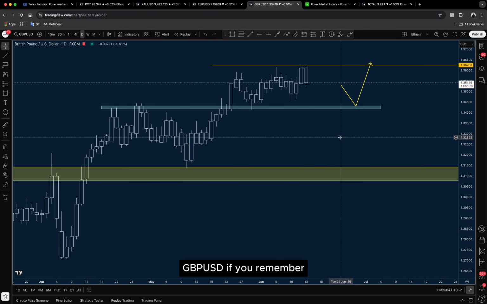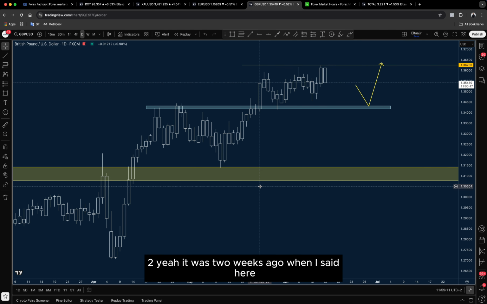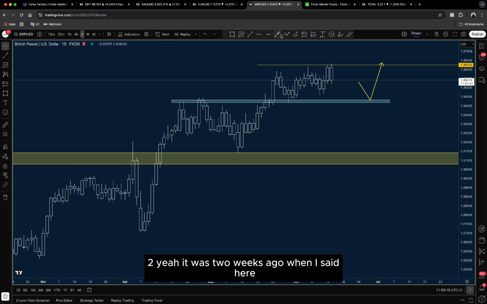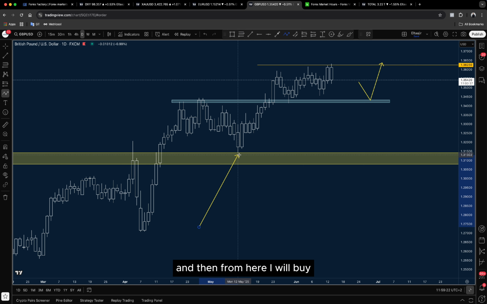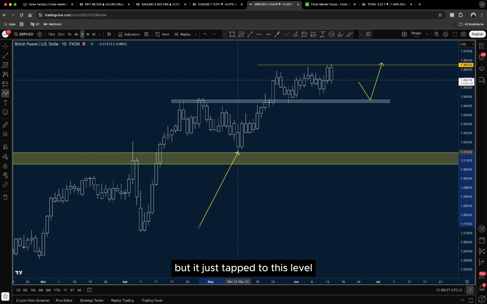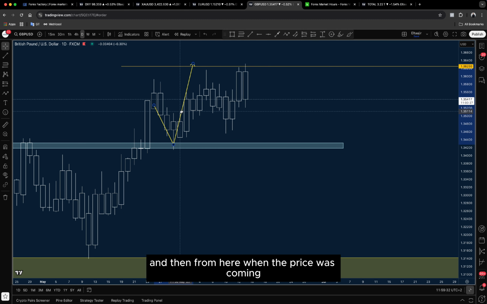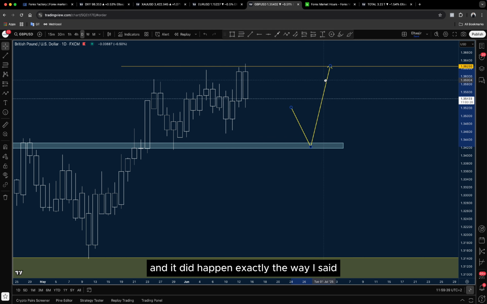GBPUSD, if you remember, in my video it was two weeks ago when I said the price will break above, and I said I will wait for the retest and then from here I will buy. But I was waiting for the price to come a little bit down here, but it just tapped this level and then started to move to the upside. And then from here, when the price was coming, I said it will come to basically retest this level and then move to the upside.